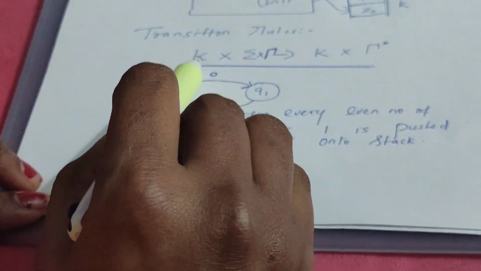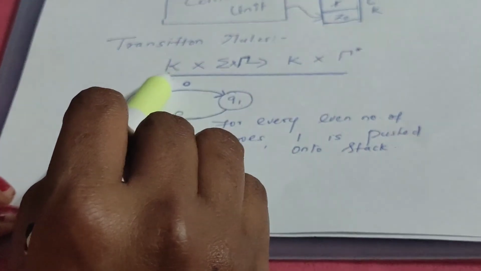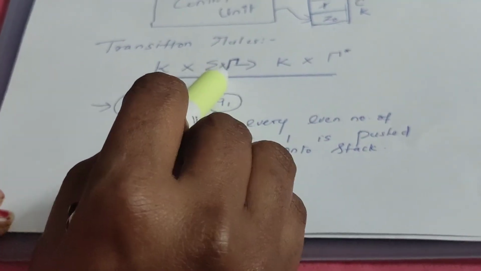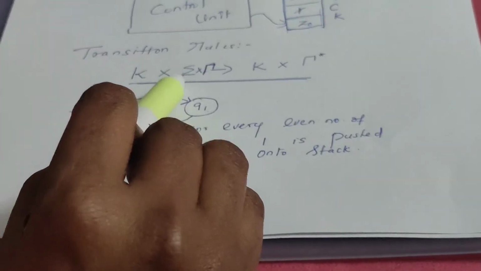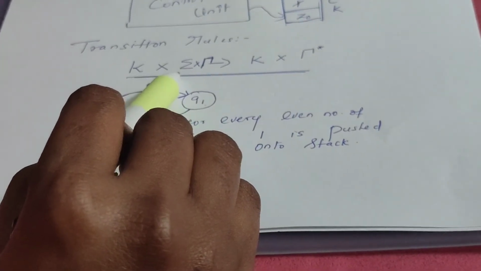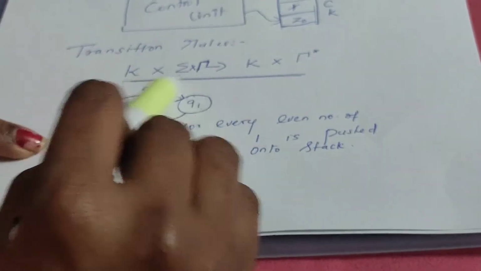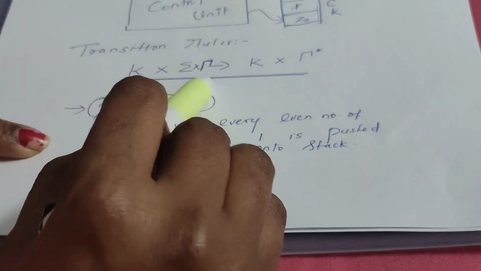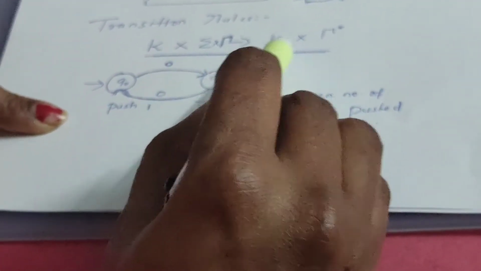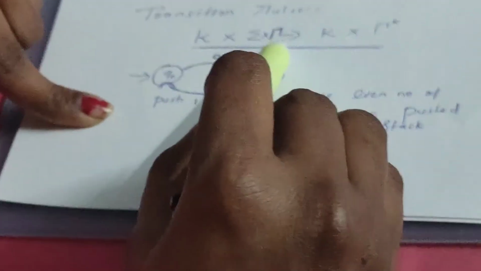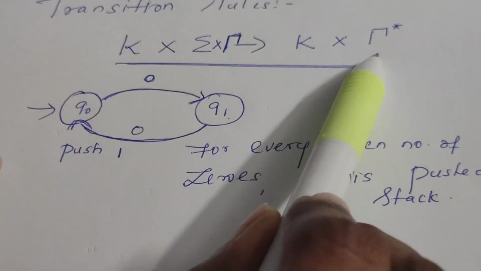Before that, we discuss the format of the transition rule. The transition rule goes like this. K is the state. Sigma is the input alphabet. This symbol indicates the top of the stack. So from the given state, on reading the symbol from the input tape, it checks what is available at the top of the stack. This is the current configuration of the PDA. If this is the current configuration, this indicates the consequence, what the action has to be taken by the PDA. The state may be changed to some other state by pushing or popping the contents onto the stack.